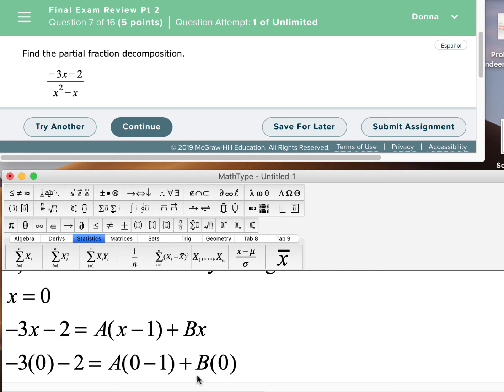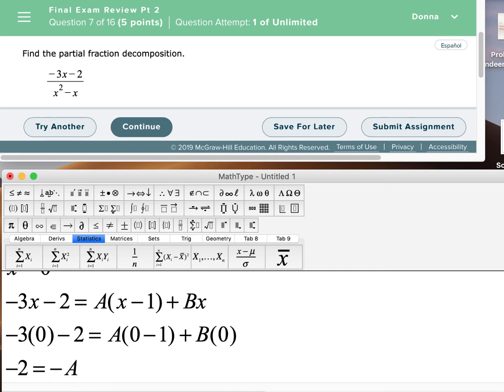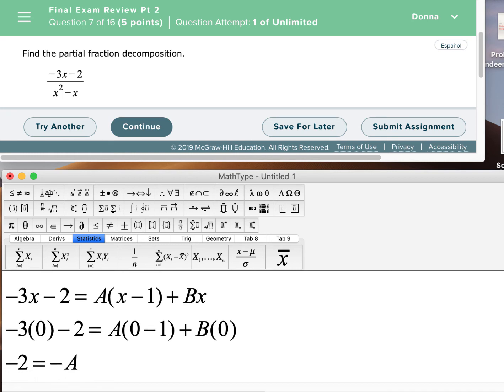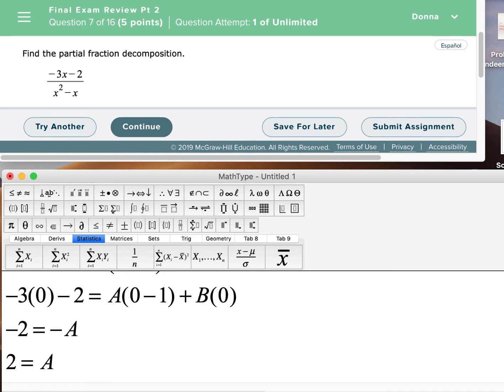Notice that this distinct linear factor where x was multiplied is going to vanish, so we have the B times 0, which was 0. A times negative 1 will leave us with the opposite of A. And then, of course, on the left, negative 3 times 0 is 0 minus 2 is negative 2. So we'll have the equation that negative 2 equals minus A. Multiplying both sides by negative 1, we'll get 2 equals A.